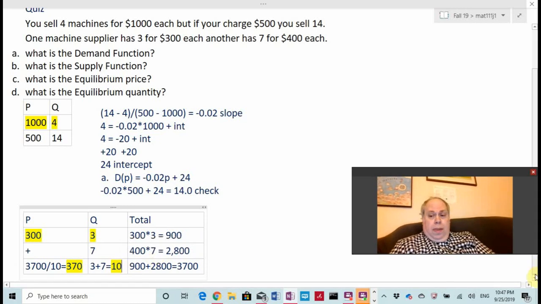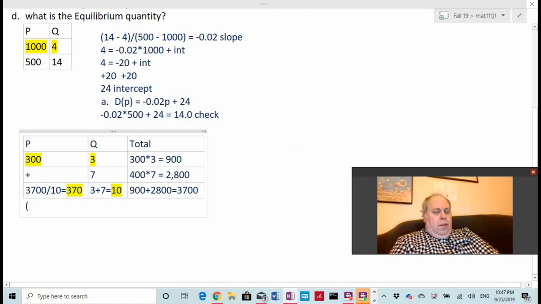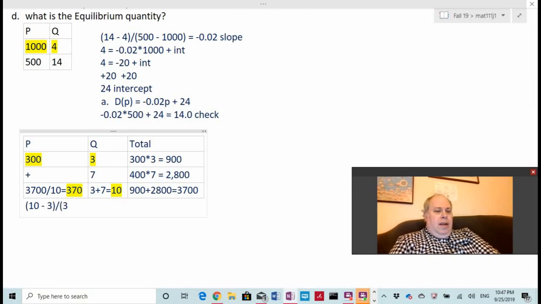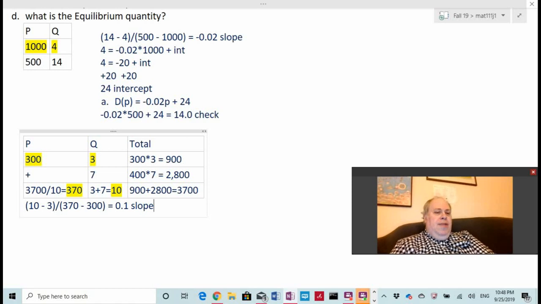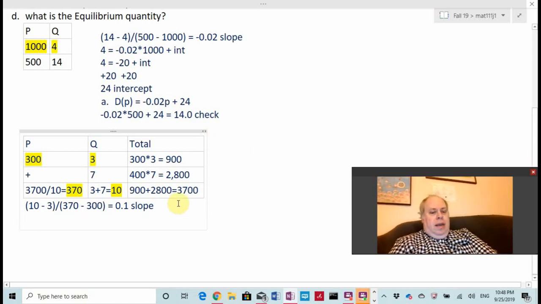And now, let's do some math with that fairly quickly. We'll do 10 minus 3, the difference in quantity, divided by 370 minus 300, the difference in price, and 0.1 is the slope. It's a positive number. The supply function always has a positive slope. Now we're going to get the intercept. So let's use the first one.